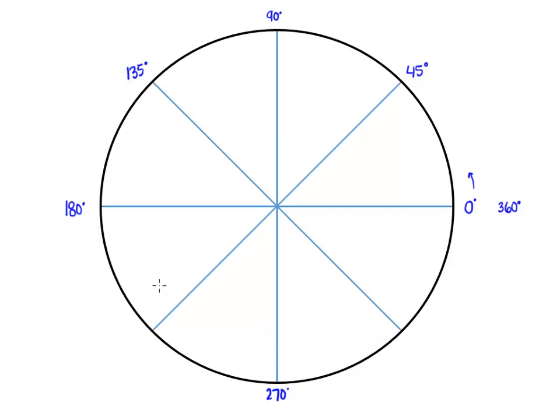Tack on another one and we get 225 degrees. Another 45 makes 270, another 45 makes 315, and then another 45 makes 360. So we took 180, split it in half, and took each of those and split them in half. So we went from halves to fourths.